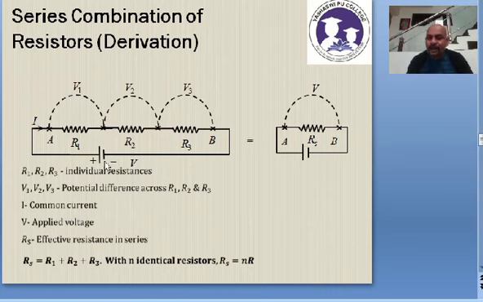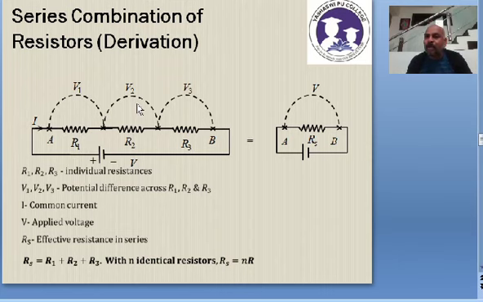Say for example, if the battery has a potential of 60 volt, and 10 volt drops across this one, and 10 volt drops across this one, the remaining 40 volt should drop here. That means 10 plus 10 plus 40 is 60. That means 60 should be equal to V1 plus V2 plus V3, depending upon the resistances, because V1 is equal to IR1, V2 is equal to what?